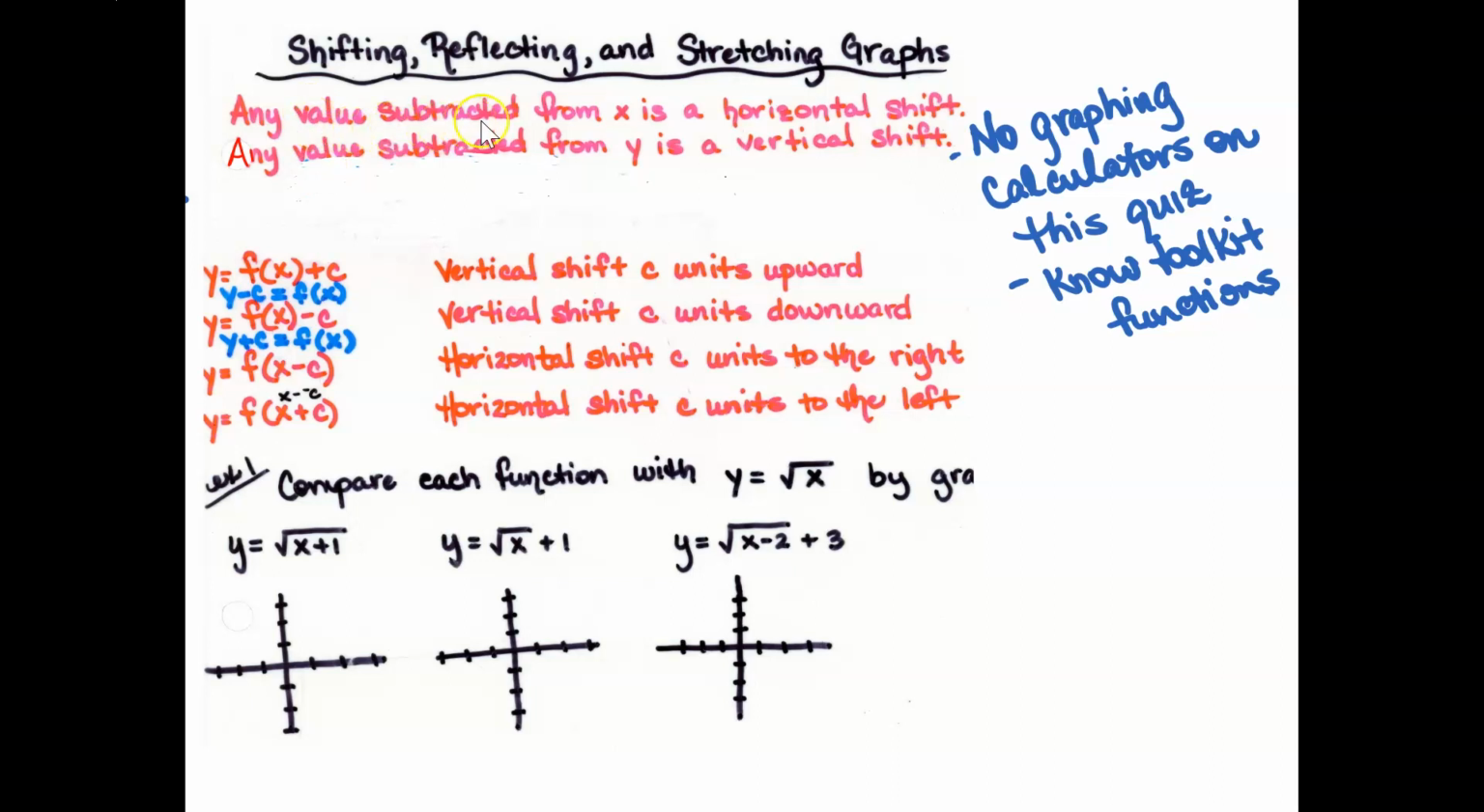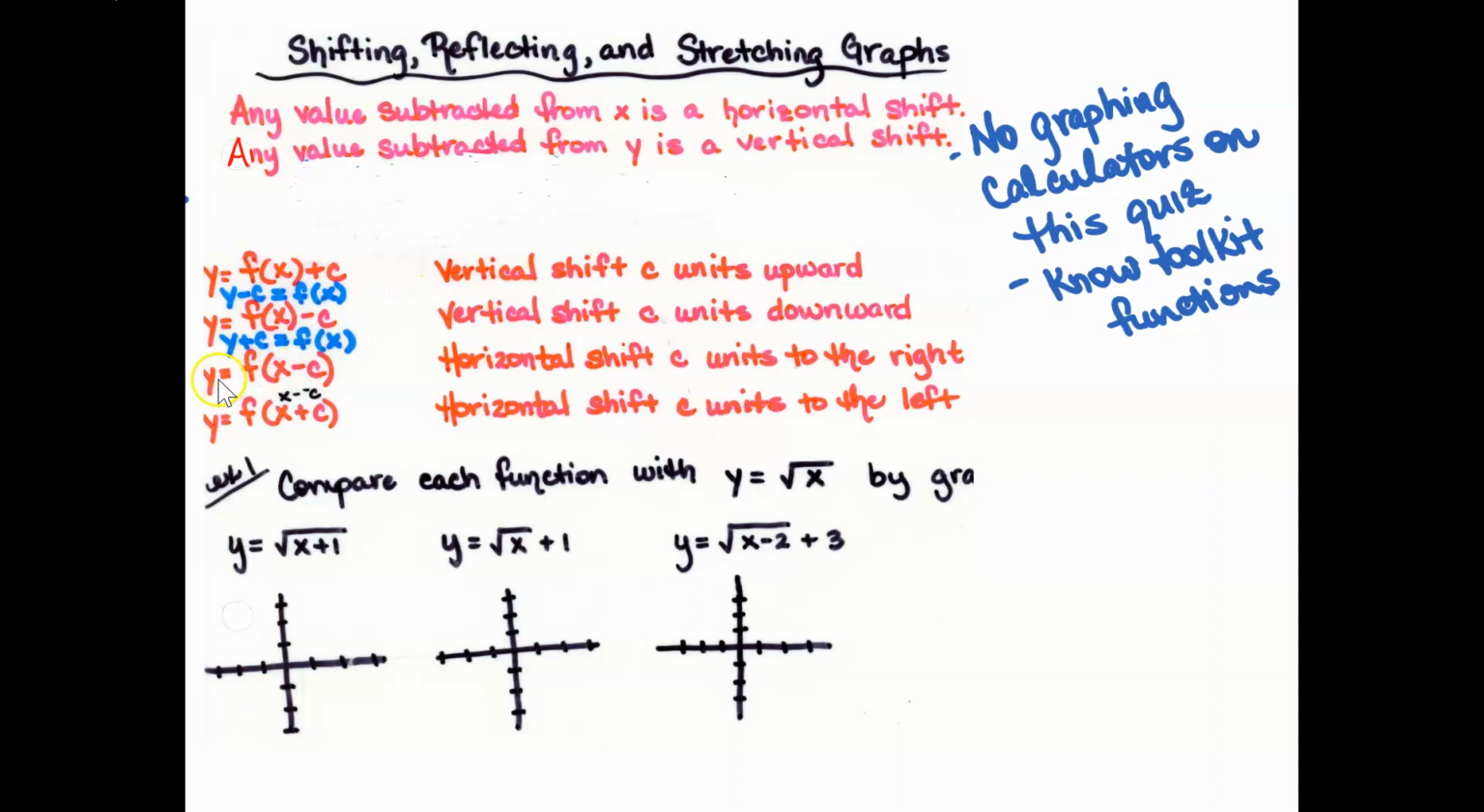Any value that's subtracted from x is going to cause a horizontal shift. And any value subtracted from y is going to cause a vertical shift. Now, that's an easy way to express it. In our textbook, they also write it using these 4 statements. Let me show you how these are the same thing.